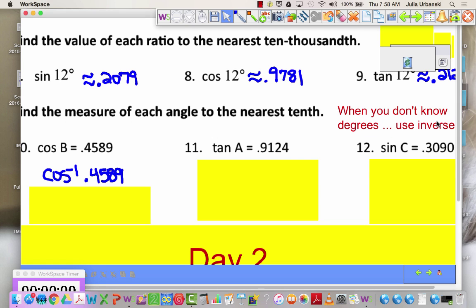That's the trick. If you know the degrees of the angle we took the sine or cosine or tangent of, then all you have to do is cross multiply like yesterday. But if you don't know the degrees, that's when you have to do something different.